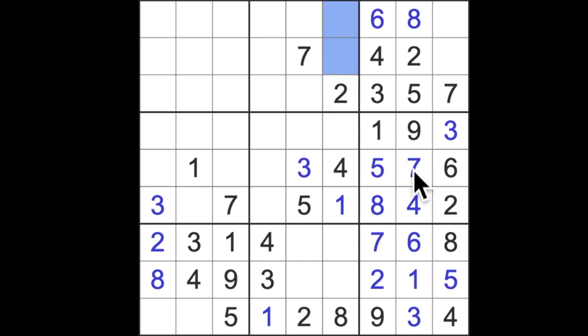Okay, this is 3 and... Okay, so we've got 9 blocking across here. So 9 has to be in one of these two squares. We've also got 3 blocking up here. So this has to be 3 and 9.